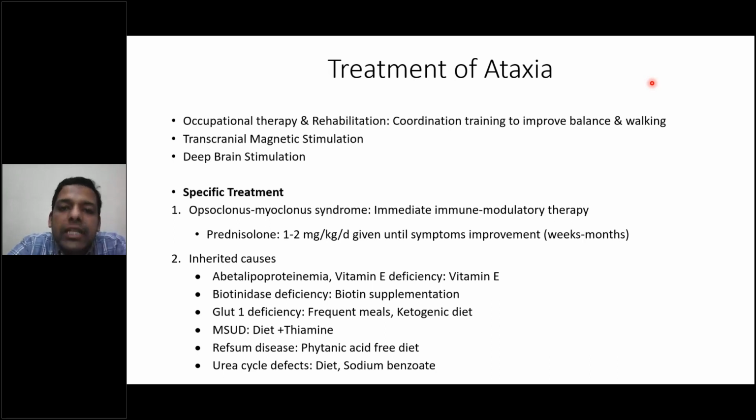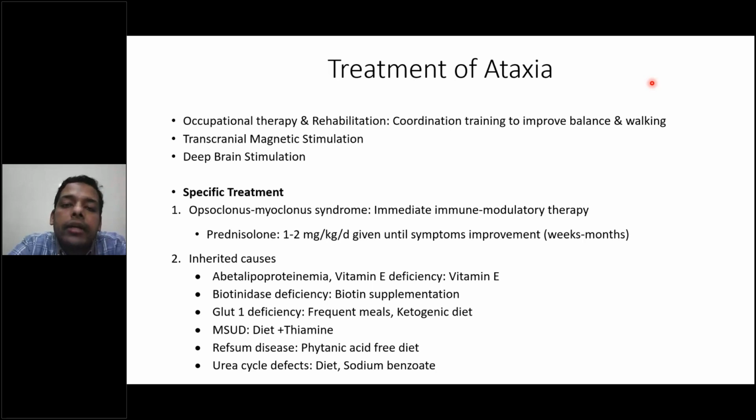We should also know some specific treatments for some specific causes of ataxia. If ataxia is associated with opsoclonus myoclonus syndrome, we give immediate immune modulation therapy with prednisolone. And if there are some inherited metabolic causes, say abetalipoproteinemia or vitamin E deficiency, we need to supplement vitamin E. In biotinidase deficiency, we give biotin supplements. In GLUT1 deficiency, we give frequent meals and a ketogenic diet.